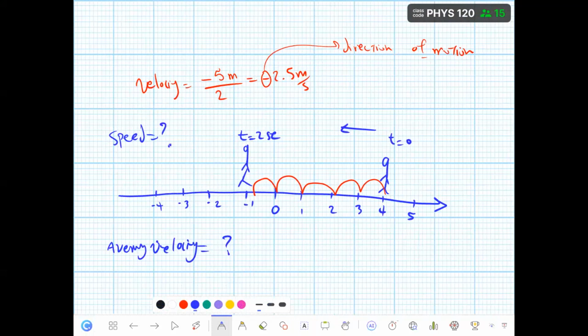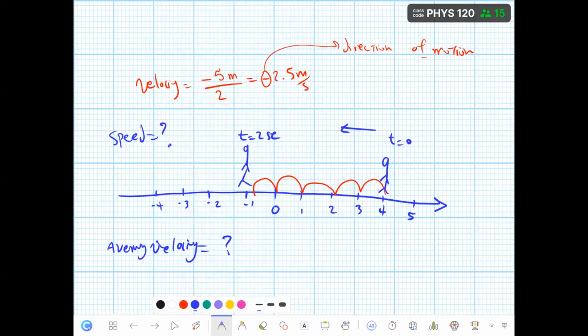What was the definition of the speed? The distance traveled divided by time. Okay? What is the distance traveled? 5. Just 5. Not positive, not negative. The direction is not important. Okay? The direction is not important.